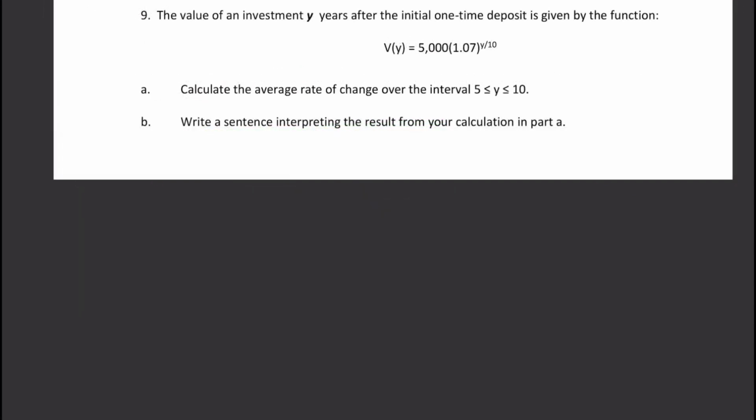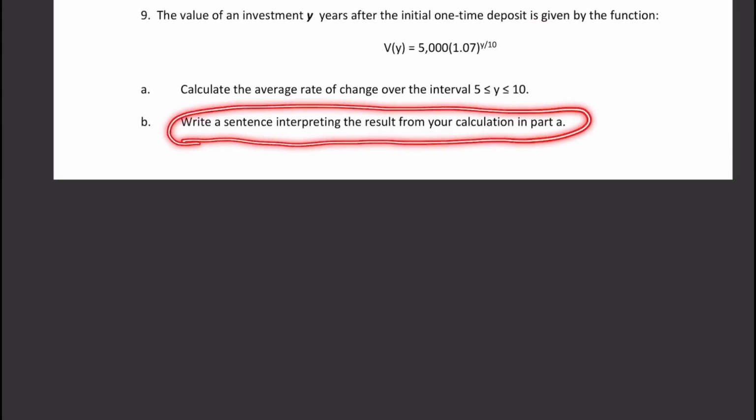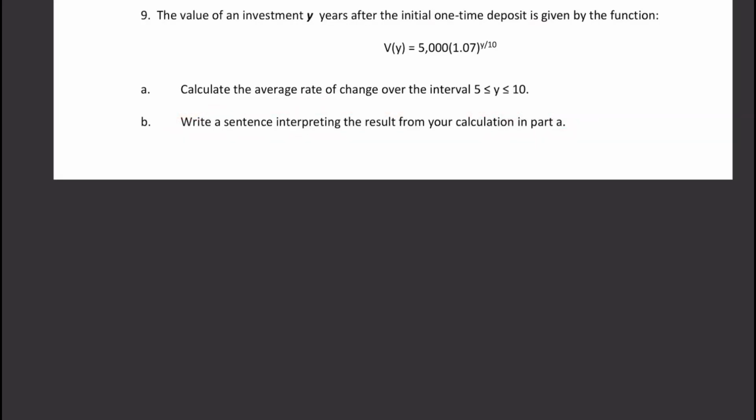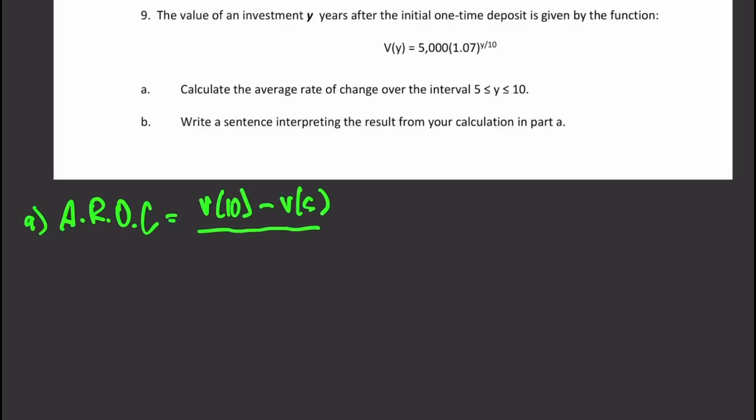Question number 9 gives us an exponential function, and it wants us to calculate the average rate of change over the interval 5 to 10, and then it just wants us to write a sentence that interprets that result. So again, we're seeing this average rate of change formula. So part A, average rate of change is going to equal v of 10 minus v of 5 over 10 minus 5.